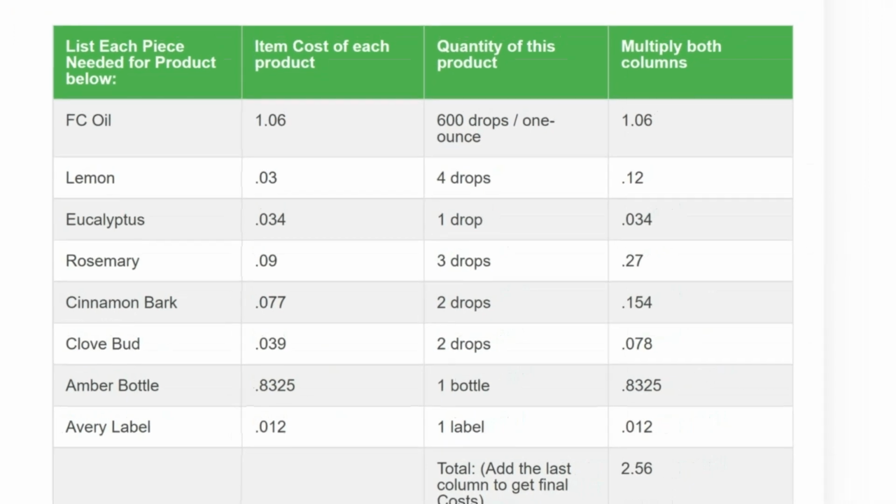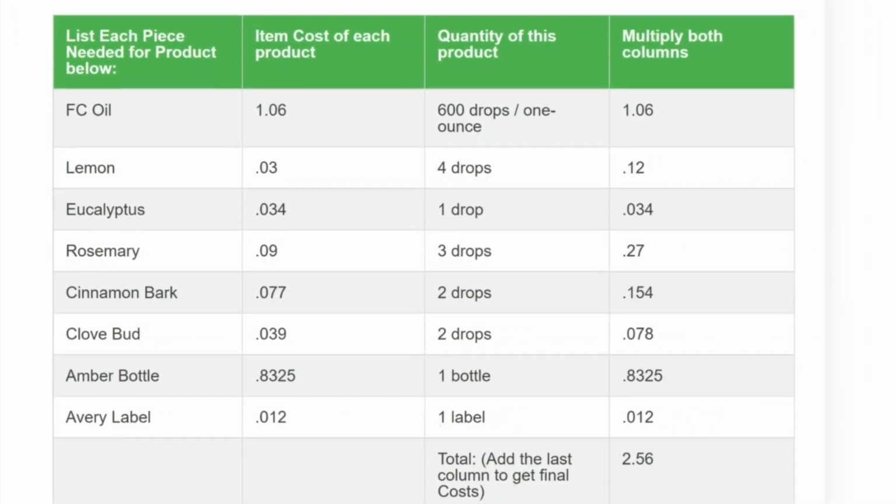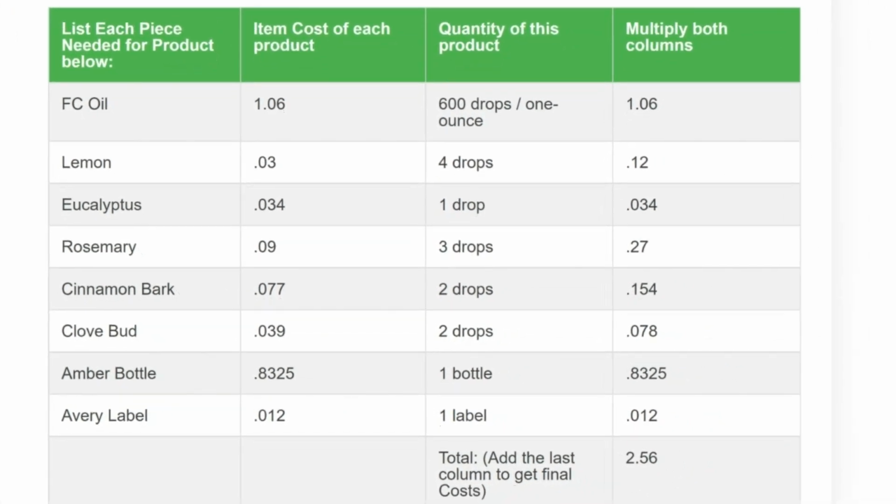We're going to add in our eucalyptus. Again, carry it over. We only have 1 drop. The rosemary, I'm going to be figuring at 9 cents a drop. We're using 3 drops. So that's 27 cents. And so on. And so you can see here we have cinnamon, clove, and we figured in the bottle and the label.